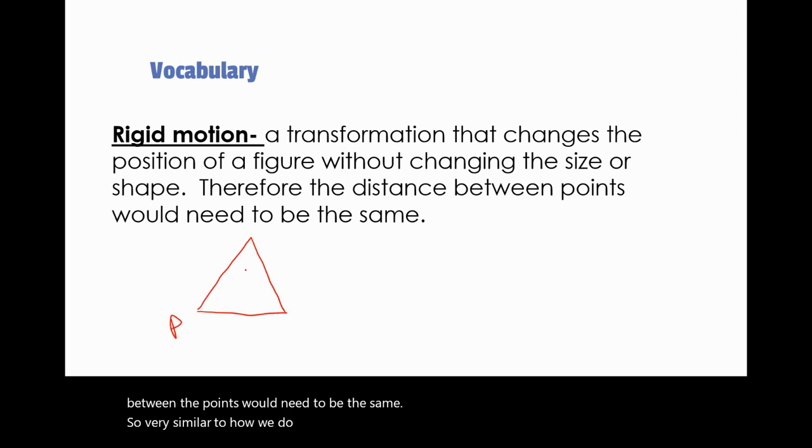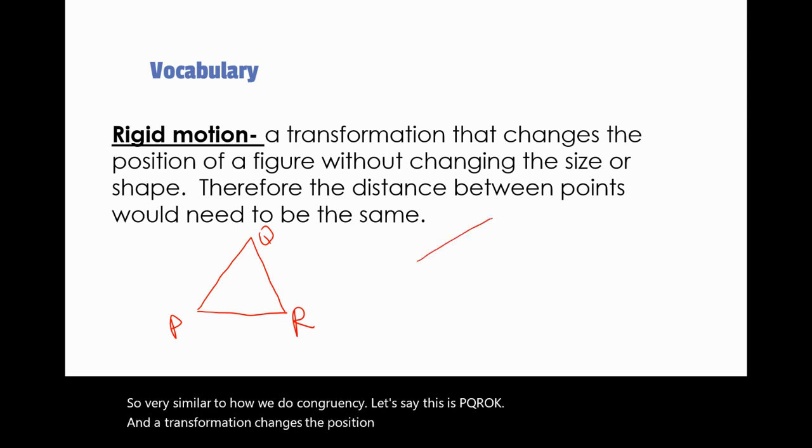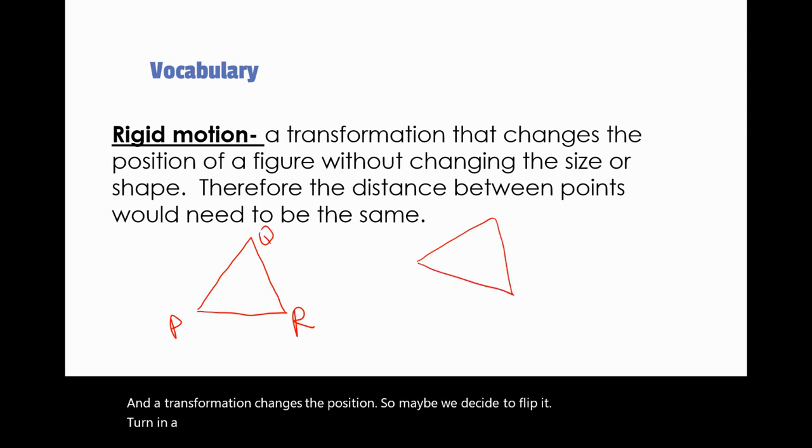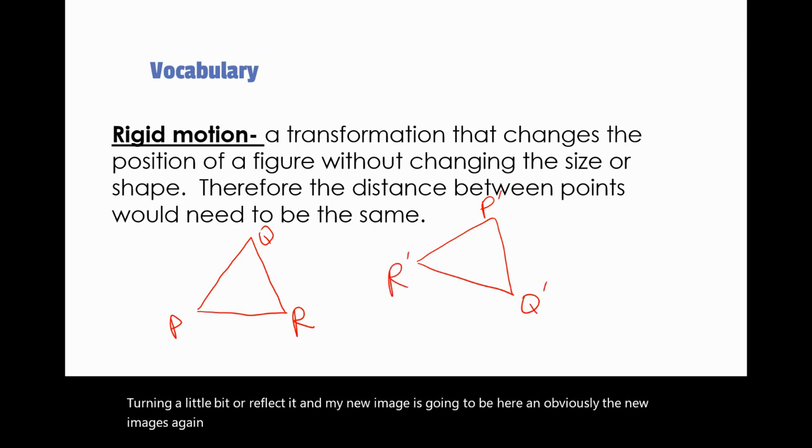Let's say this is triangle PQR, and a transformation changes the position. So maybe we decide to flip it, turn it a little bit, or reflect it, and my new image is going to be here. And obviously the new image is again seen with P prime, Q prime, R prime.